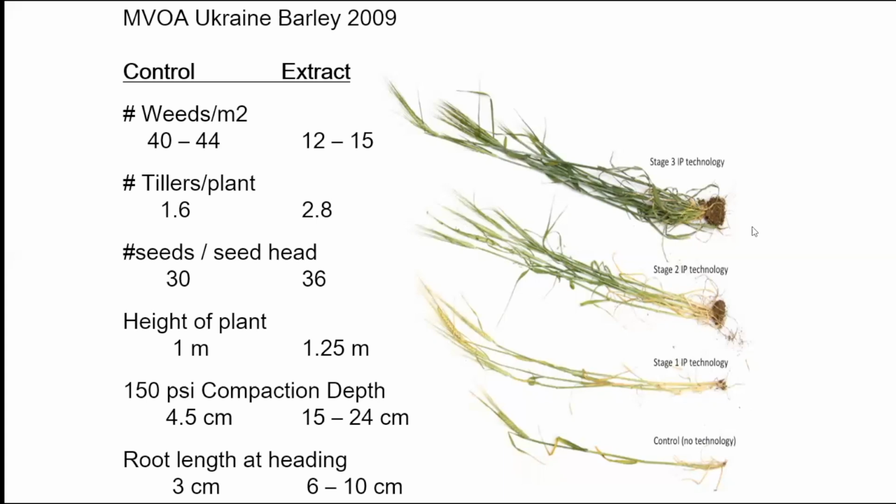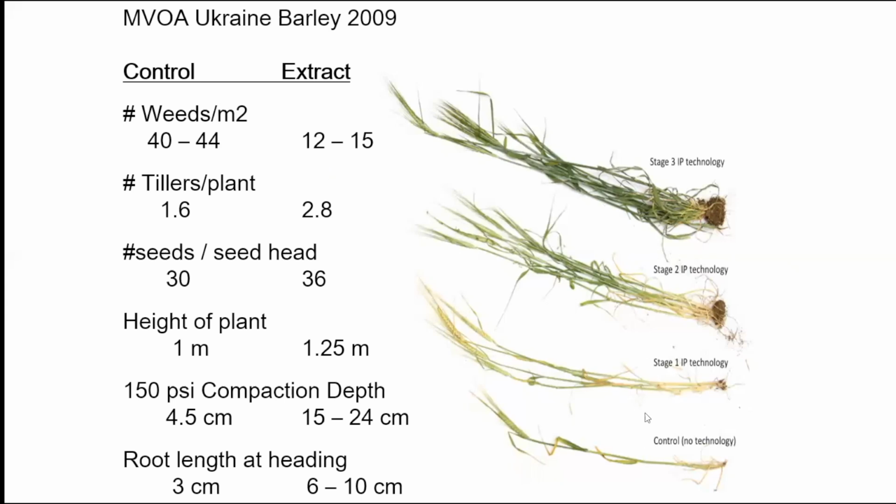How about when we put on 4 applications? We have 10 centimeters roots growing into that soil. You can see where we cut them off right there. 10 centimeters worth of roots growing down into the soil, so more nutrients, more water, higher yields. Compaction was all the way down at 24 centimeters. So those roots could grow down that deep. The height of the plant was 1.25 meter tall, 36 seeds per seed head. They had 2.8 tillers per plant, and very few weeds in the plot.